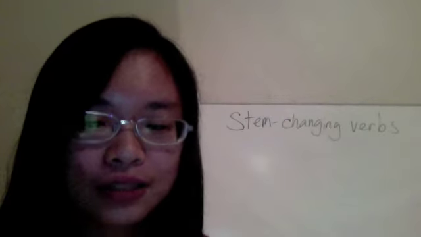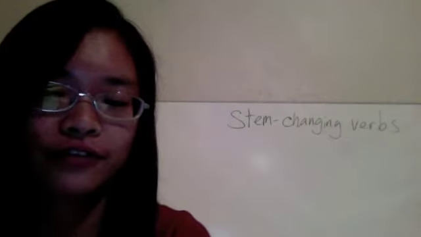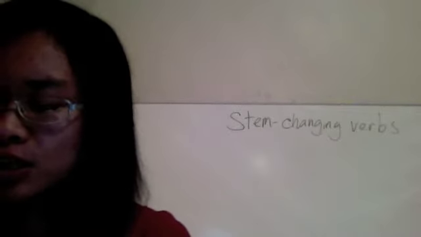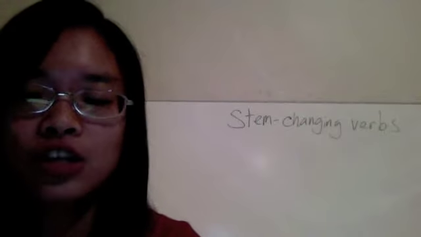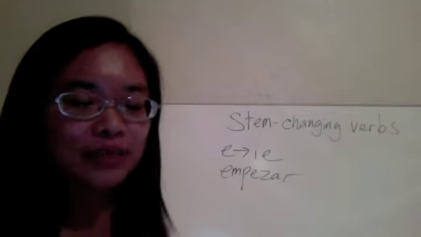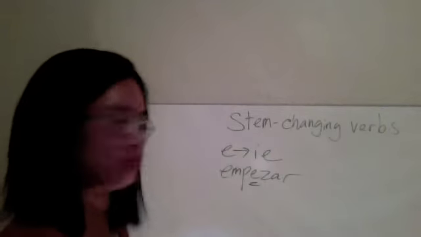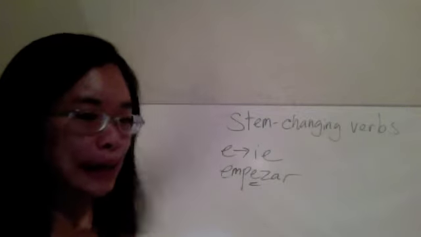Let's get started. In the previous video, we talked about that we have several different types of stem changing verbs in Spanish. And we have E to IE, O to UE, E to I, and U to UE. The first verb is empezar, E to IE. So let's conjugate it. Here's our E, not the first E, but the second one, the middle one. So the yo, empiezo.